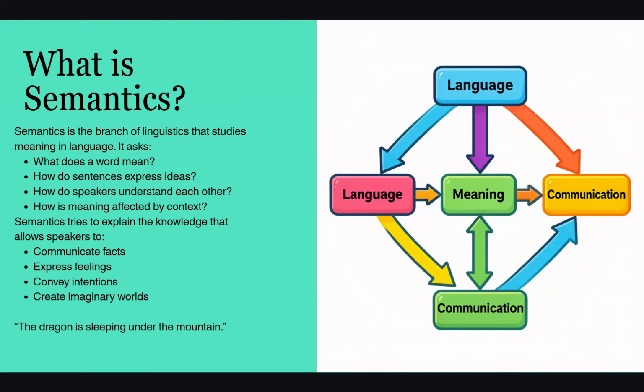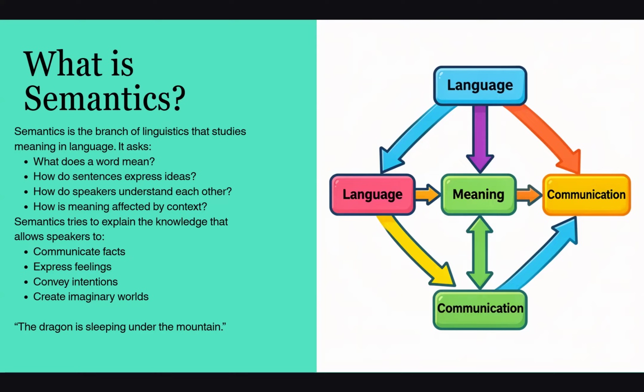Okay, we start with what is semantics? Semantics is the branch of linguistics that studies meaning in language. It asks what does a word mean? How do sentences express ideas? How do speakers understand each other? How is meaning affected by context? Semantics tries to explain the knowledge that allows speakers to communicate facts, express feelings, convey intentions, create imaginary worlds.